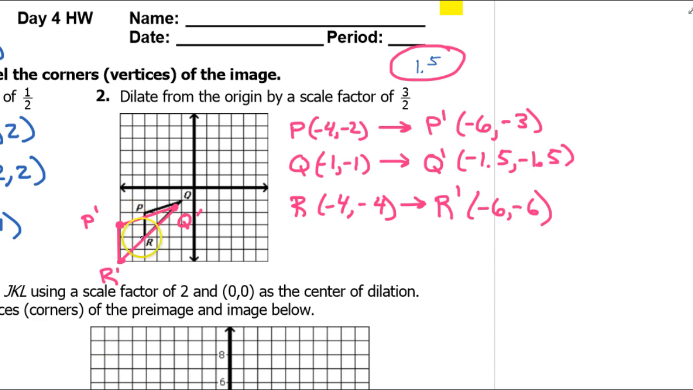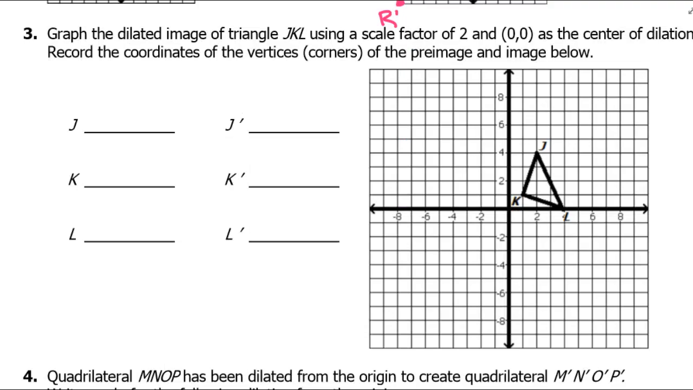So that's what your dilation would look like. Notice that it is bigger than the original because the scale factor is bigger than 1. Let's do the same thing for problem number 3.